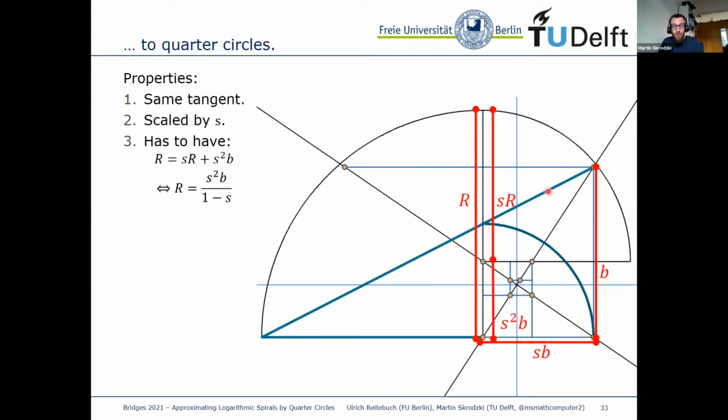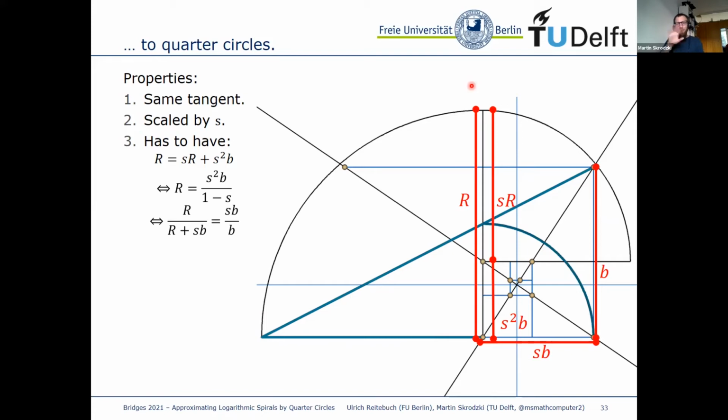And now all we need to do is use the intercept theorem, right? Because B relates to SB just as R plus SB relates to R. And there we have it, the intersection of this line through our intersection point here and the elongation of this line meet at the point where we need to start our radius. And thus we have constructed it.